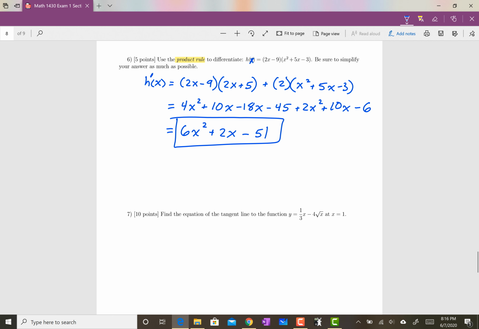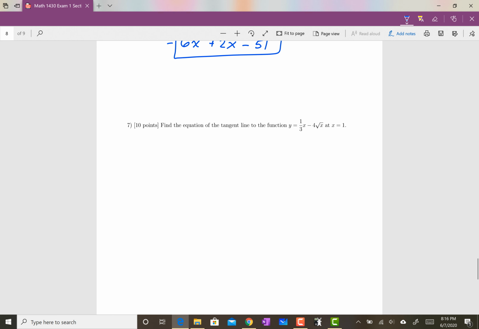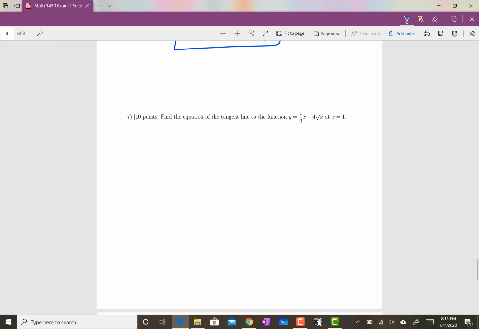Let's look at question 7 now. This is very different. This one says, find the equation of the tangent line to the function y equals 1/3 x minus 4 times the square root of x at x equals 1. Now this problem can look really, really intimidating when you first read it. But they want us to find the equation of a tangent line. So let's remind ourselves what they really want us to do. We know that the equation of a line can be found by y minus y1 is equal to m times x minus x1.